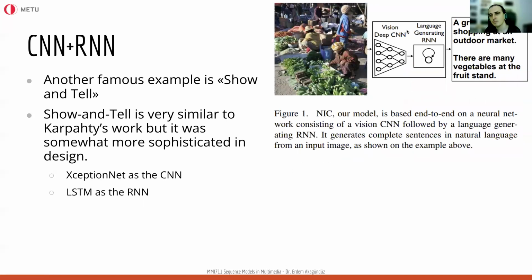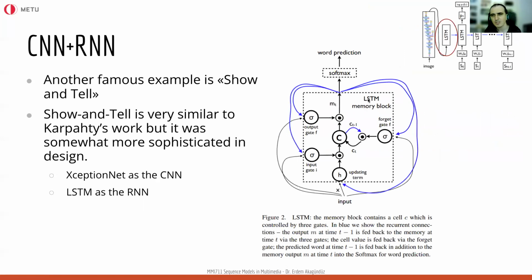So the same deep vision CNN, you're generating an RNN, and you're generating sentences. A group of people shopping at an outdoor market. There are many vegetables at the fruit stand. Since this is an LSTM, it does not necessarily create a single sentence. That was one of the beauties of their model. So this is their LSTM. This is just an LSTM, actually nothing else. And what they had was this GoogleNet.